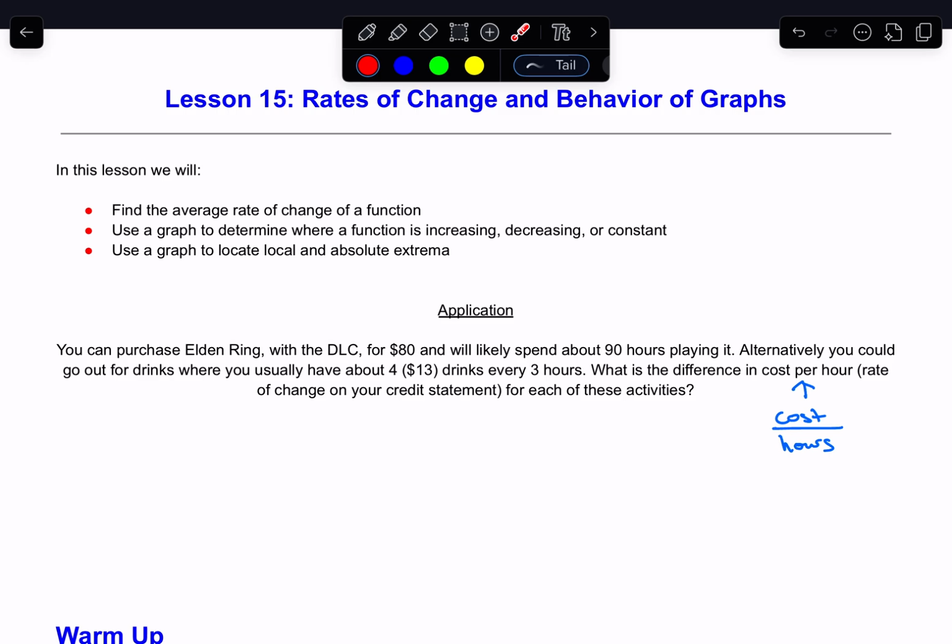But we're going to calculate the actual difference in cost per hour, and that'll represent essentially the average rate of change or the difference in average rate of change that we would see on our credit card statements for doing each of these activities. So we'll come back to this at the end and calculate it. But what you're going to learn is that playing video games, although the price of a video game might seem high, if you actually play it, very, very inexpensive.